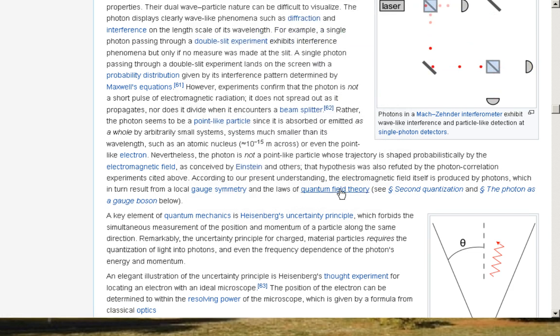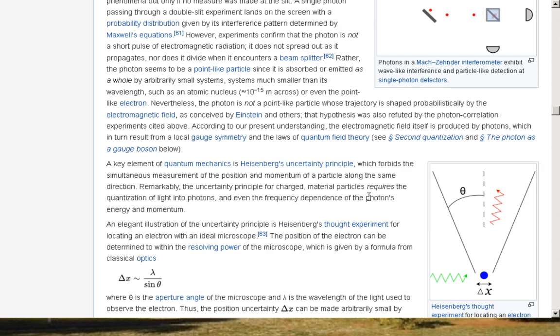According to our present understanding, the electromagnetic field itself is produced by photons. Now that's interesting. Which in turn result from a local gauge symmetry and the laws of quantum field theory. So there's a statement right there that says electromagnetic field itself is produced by photons, meaning from a magnet. You're telling me that a magnet, there's photons jumping out of that magnet?